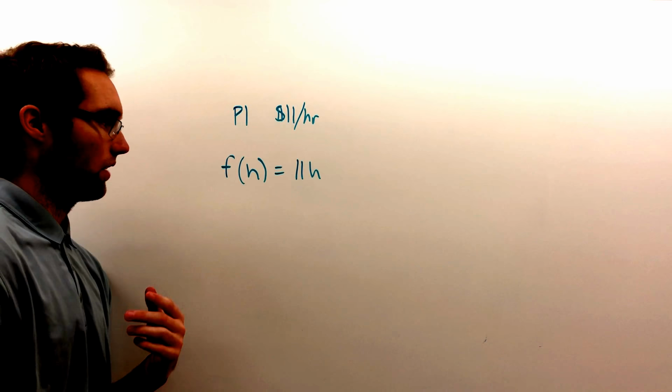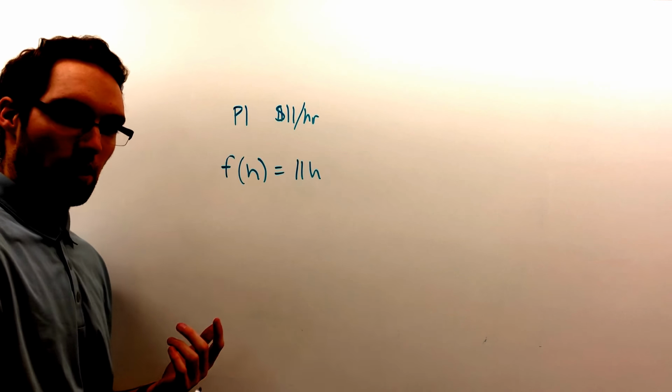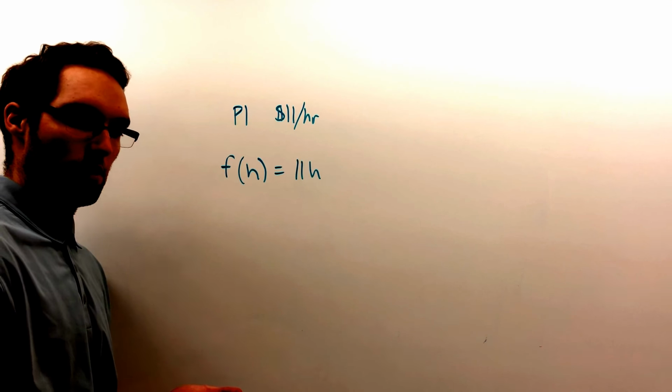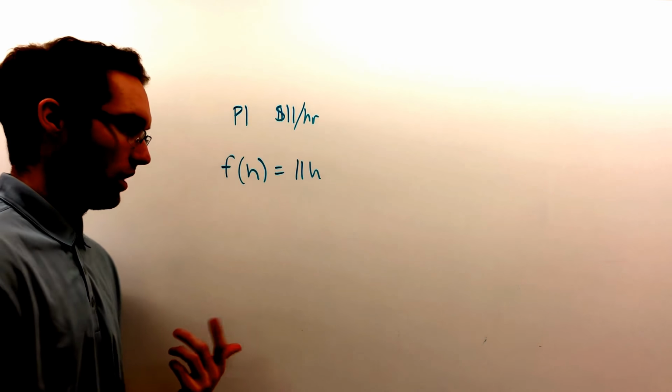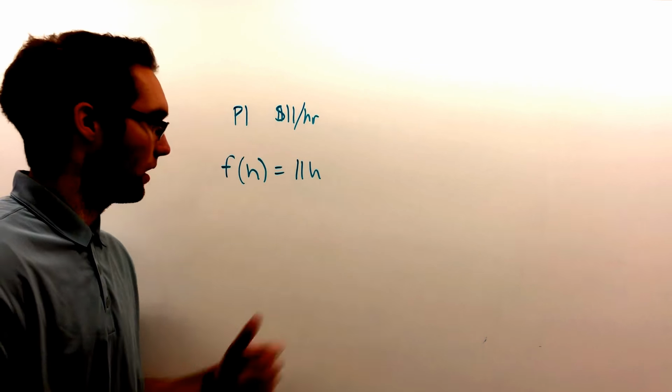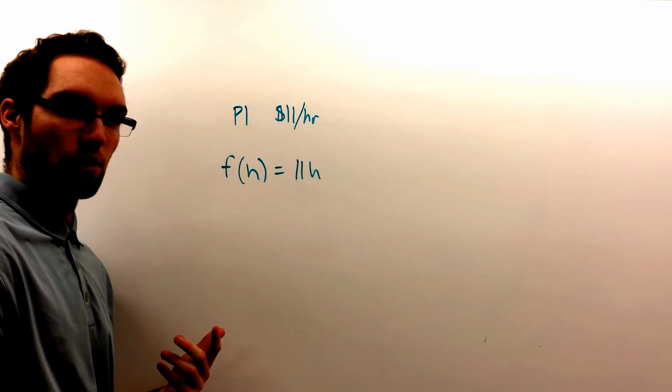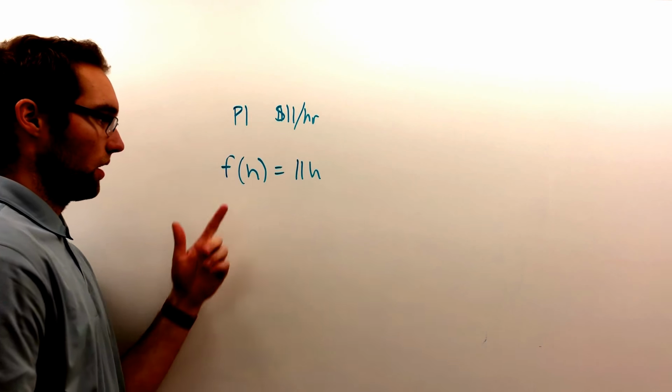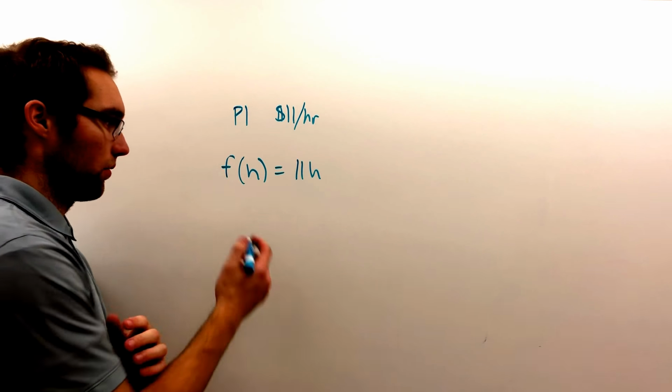So now if we said, how much money are you going to make when you work 40 hours in a week? Well, we know from earlier that if you work 40 hours in a week at $11 an hour, you're going to make $440.